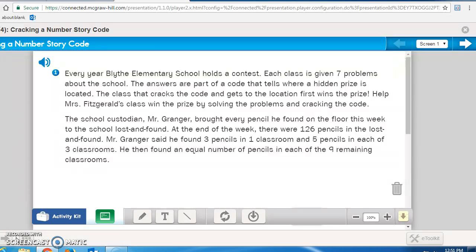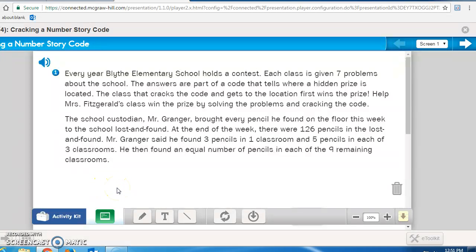So problem number 1 asks you, the school custodian, Mr. Granger, brought every pencil he found on the floor this week to the school lost and found. At the end of the week, there were 126 pencils in the lost and found. Mr. Granger said he found 3 pencils in one classroom and 5 pencils in each of the 3 classrooms. He then found an equal number of pencils in each of the 9 remaining classrooms. How many pencils did he find in each of those 9 remaining classrooms?